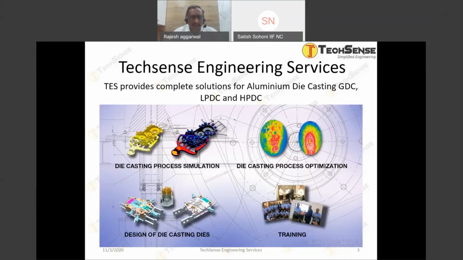The third one is that we provide a complete solution and service for the dies, the design of die casting dies, including high pressure, gravity, and low pressure. We have a team of 12 designers working here in our Pune office, where we work with different customers to provide design services. And the fourth one is of course the training part, where we provide training on die casting design, process, simulation, and various other aspects of aluminum die casting to various foundries, tier 1 tool rooms, and various OEMs as well. Now let's continue our discussion.